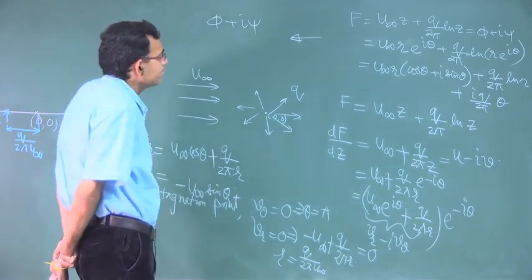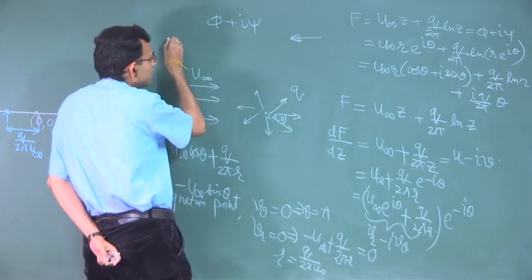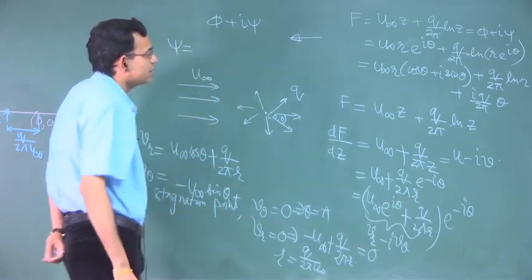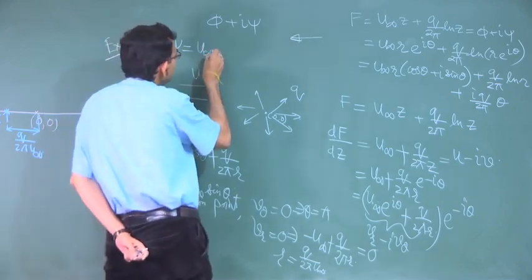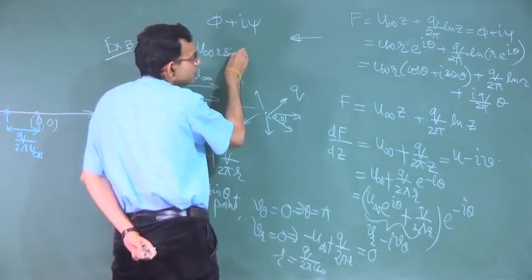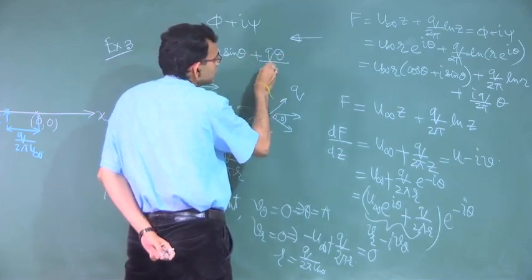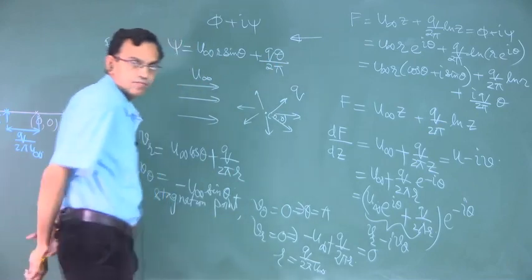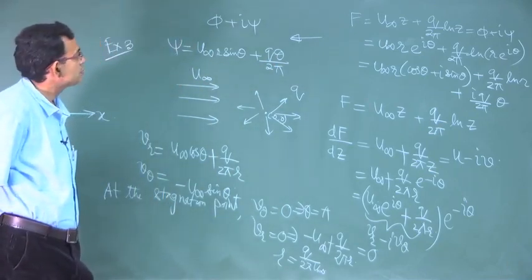So, now if you isolate the real and imaginary parts, the psi will be u infinity r sin theta plus q theta by 2 pi, right. This is psi.